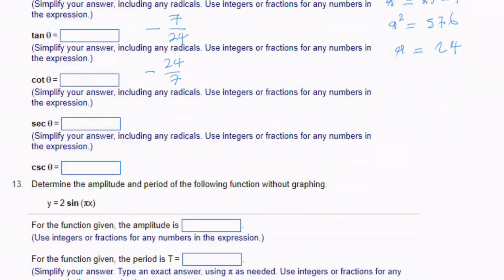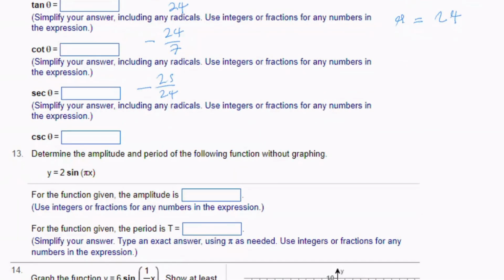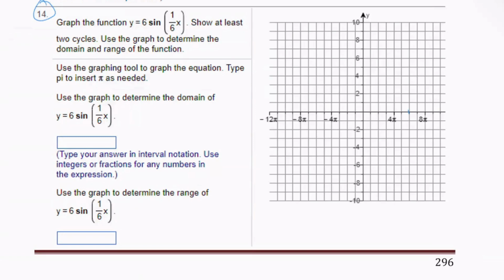What about secant? So secant is the reciprocal of cosine. So this is just negative 25 over 24. And cosecant is the reciprocal of sine. So this is just 25 over 7. Okay. So you are done.